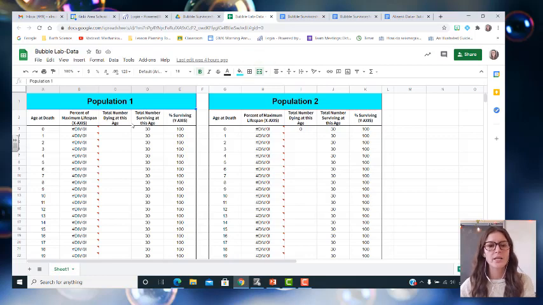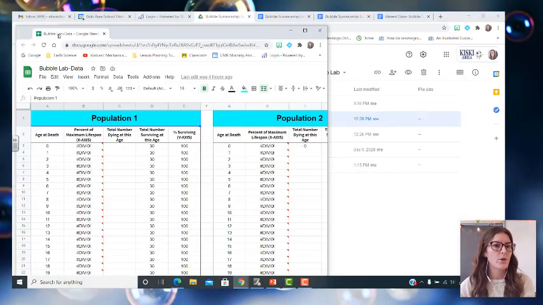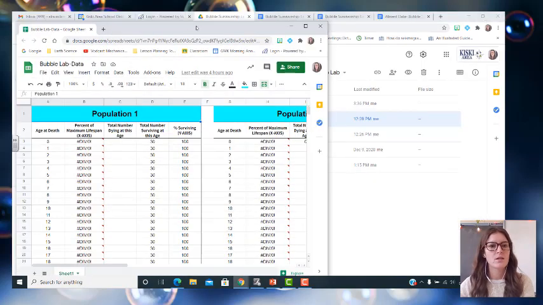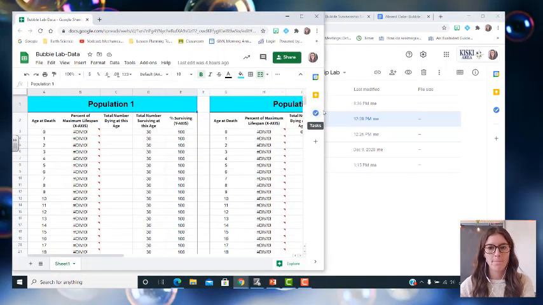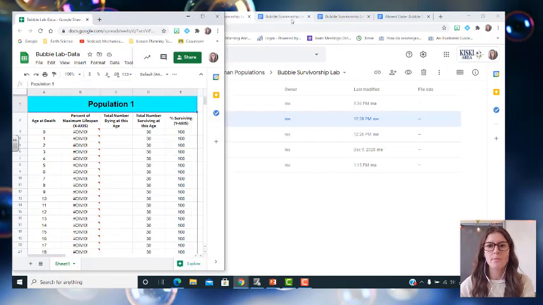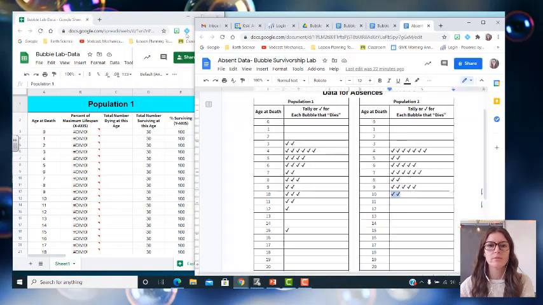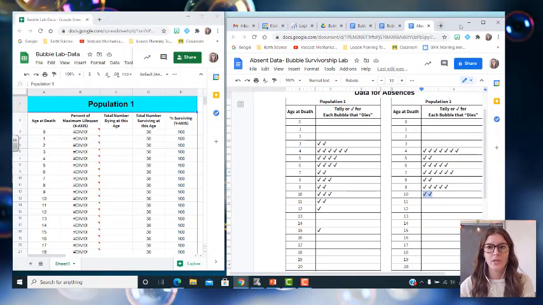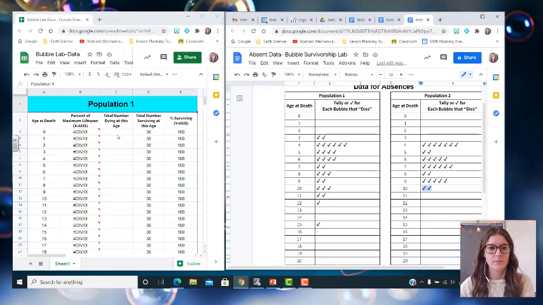Now, I created this data sheet so that calculations are performed for you. So what I would do is drag that sheet so that it comprises half of my screen and only look at population one. And then you want to look at your data table in the other half of your screen, and then start inputting your data.